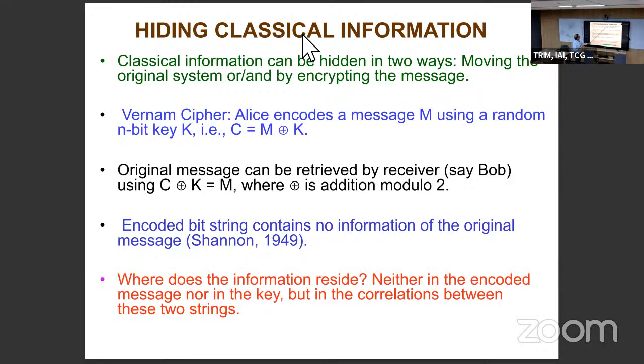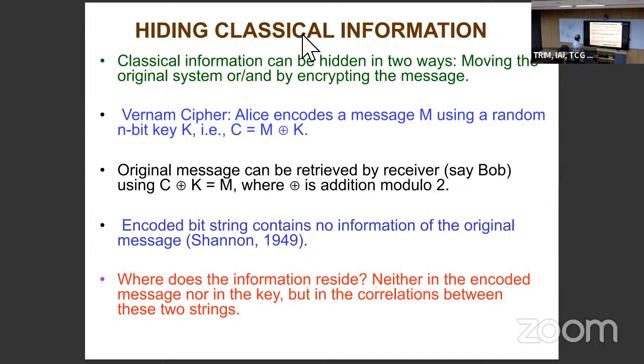You cannot encrypt it in a bipartite correlation of two subsystems. So one classic example of hiding classical information is the one-time pad, that is, the Vernam cipher. So Alice has a message string m, and she also has a random n-bit key k. So she does this encryption, m addition modulo 2 k. And then if you send this c to Bob, the original message can be recovered by the receiver, say Bob, using this key, that is, c addition modulo 2 k again gives back the same message.